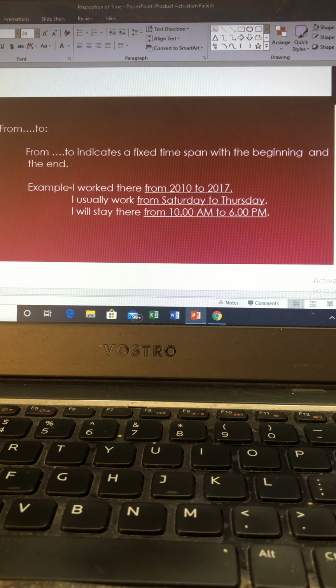"I will stay there from 10 a.m. to 6 p.m." There could be n number of examples, students. I will stay there from 10 a.m. to 6 p.m. The span is there. The fixed time is there.